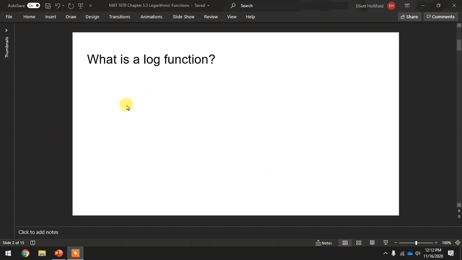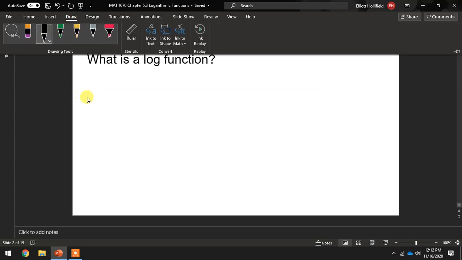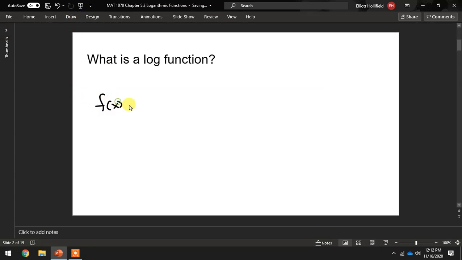Let's first define what we mean by a log function. We discussed previously what we meant when we have an exponential function. Let's write an example. Say we have 2 to the x. It turns out that a logarithmic function is defined to be the inverse of an exponential function. And so the inverse of this function, we'll call it f inverse, is the log base 2 of x.